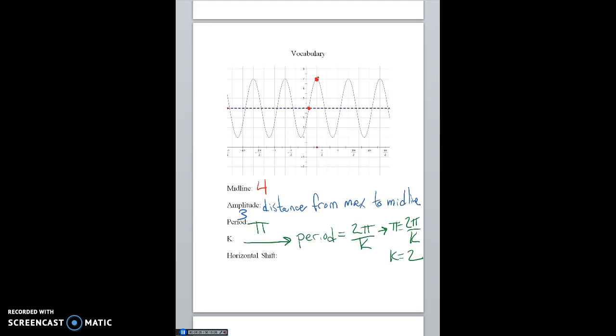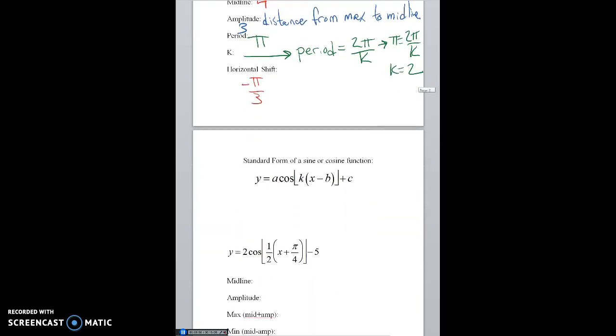To figure that out, you can look at this point and figure out what the x-coordinate is there. That looks like it's going to be pi over 3. So if we were going to write an equation for this as a cosine function, there would be a minus pi over 3 in the equation. Anyway, that's the vocabulary we're going to be using to start graphing. So now we're going to look at some examples.